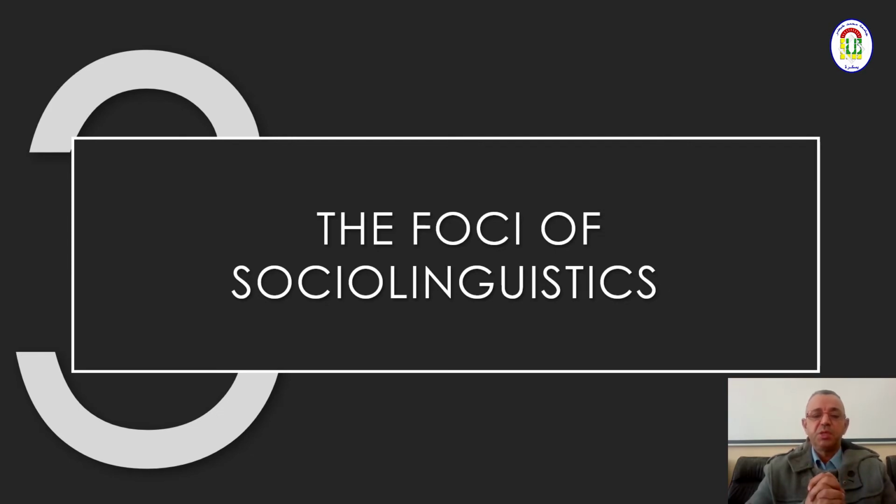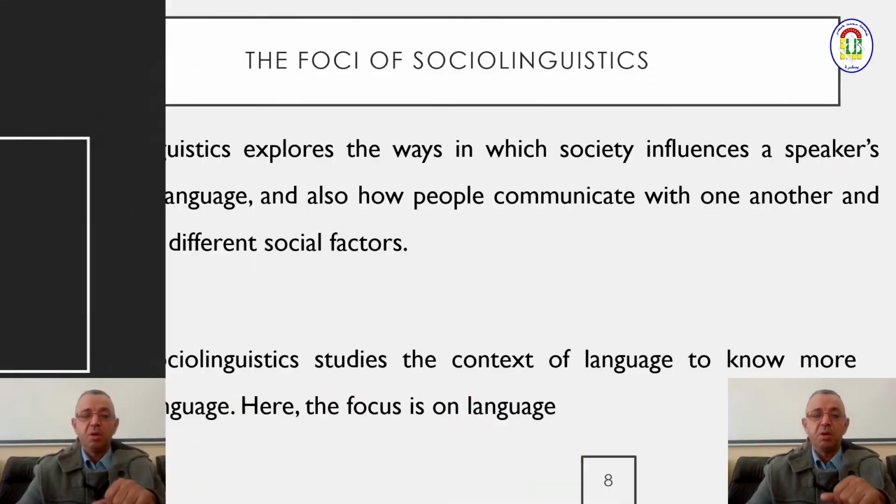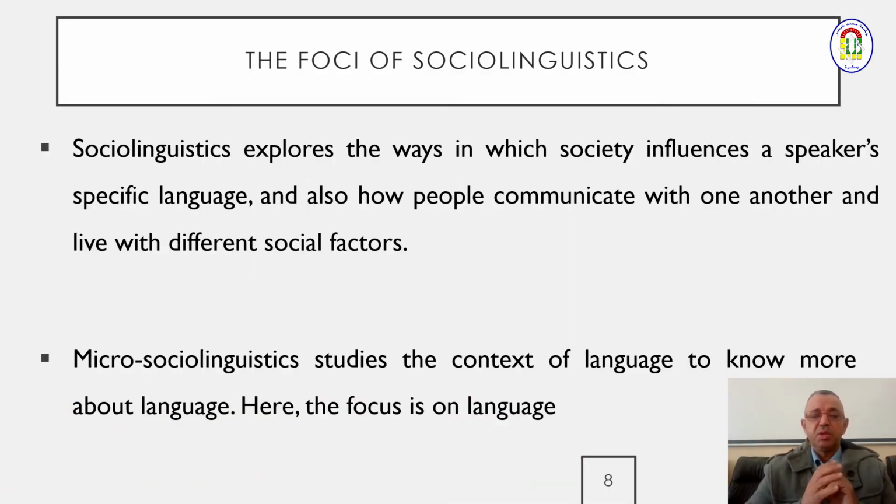Let's move to the foci of sociolinguistics, on what sociolinguistics focuses. Overall, one can say that sociolinguistics explores the ways in which society influences a speaker's specific language, and also how people communicate with one another and live with different, let's say, social linguistics. In this regard, micro-sociolinguistics studies the context of language to know more about language. Here the focus is on language.